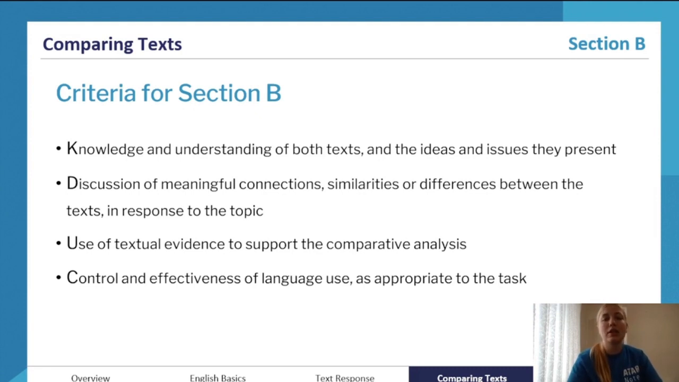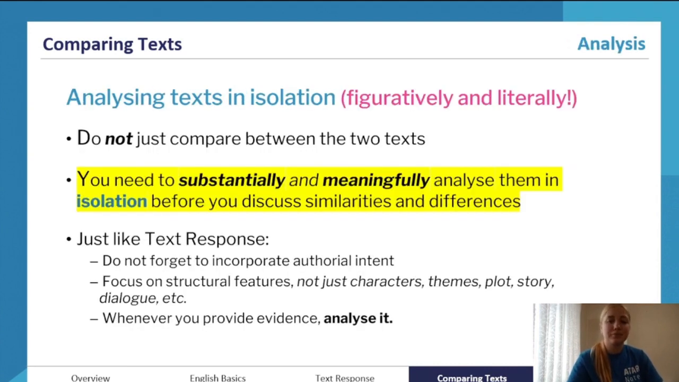And that can be about the language, that can be about the ideas, that can be your views and values, messages, even the arguments that you make. Your topic sentences can have a comparative aspect to them, saying both texts do something. That's based on the similarity, right? But if you say text A does this whilst text B does something else for your argument, that is a difference-based topic sentence. Using textual evidence to support your comparative analysis, and again, control and effectiveness of language use. We see that one again.